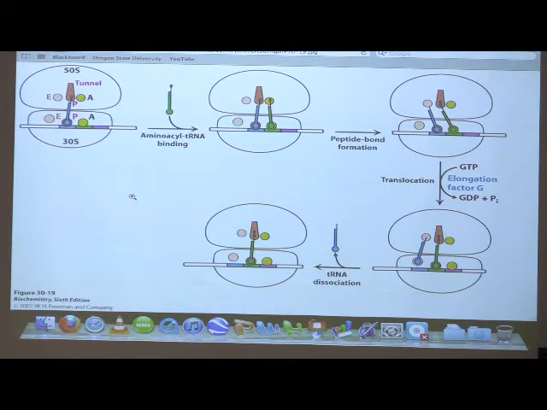The peptide bond is formed as a result of catalytic action by the 23S ribosomal RNA. That results in a partial shift. The remaining shift is catalyzed by a G protein called EF-G, which uses energy from GTP to slide this guy over. The original tRNA goes out the E site, and we're ready to go back and continue the process.